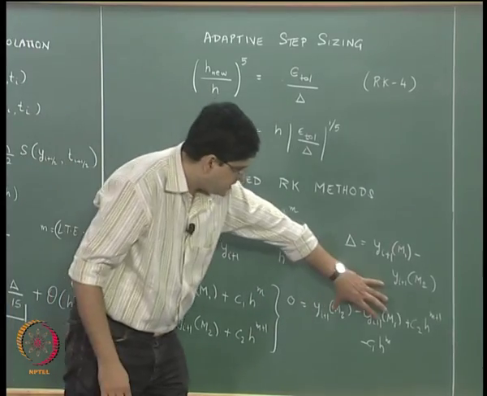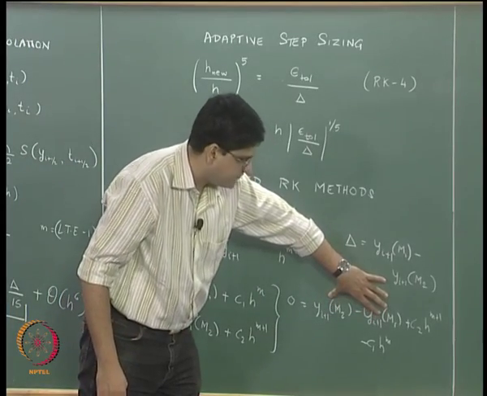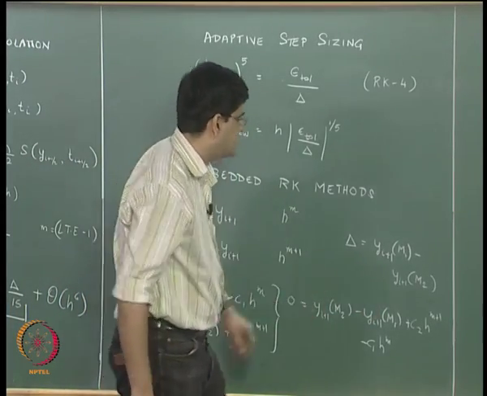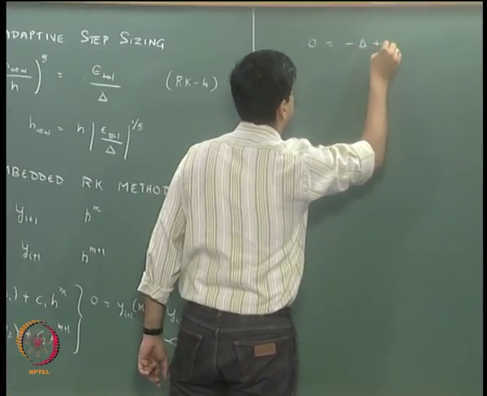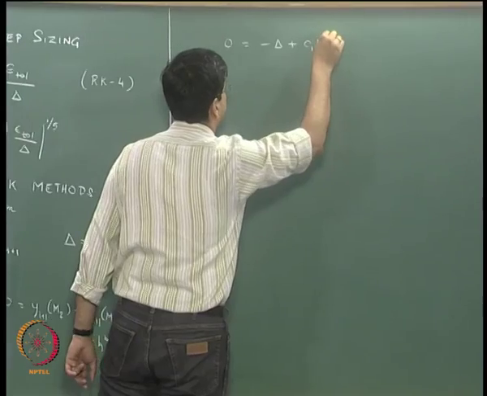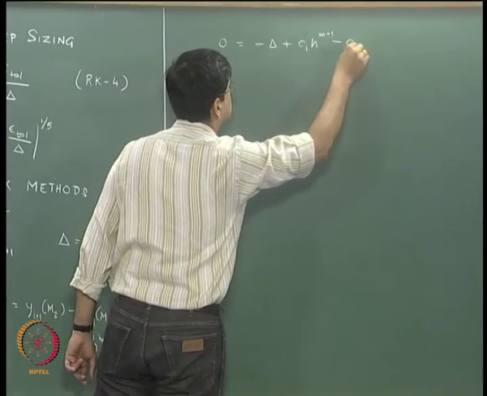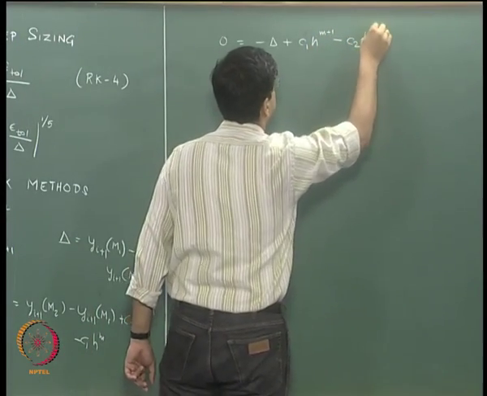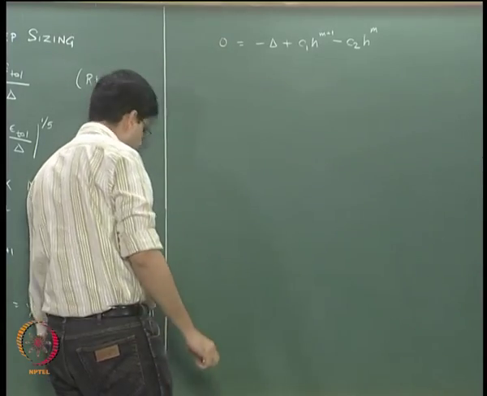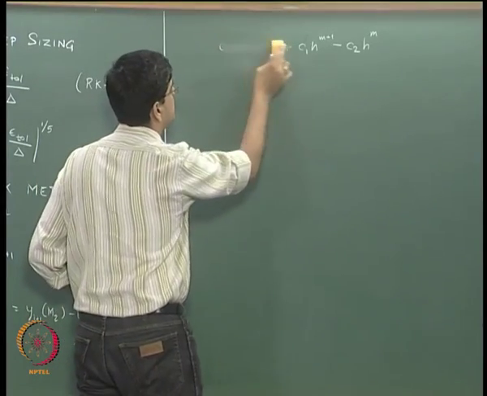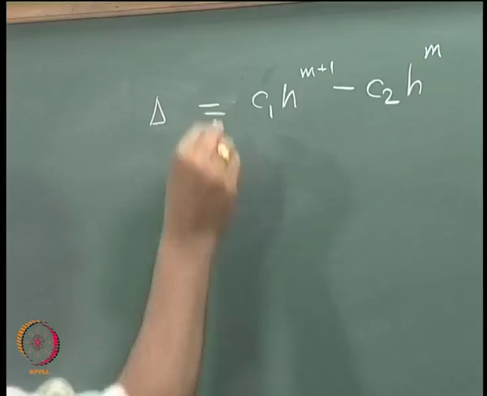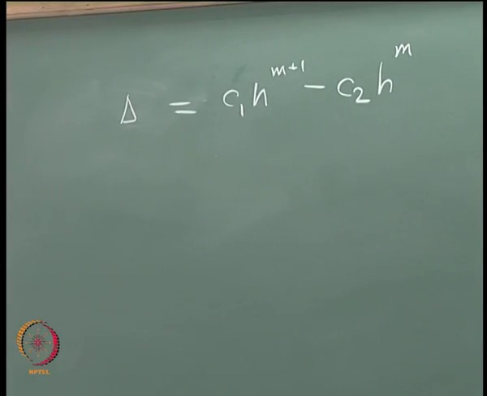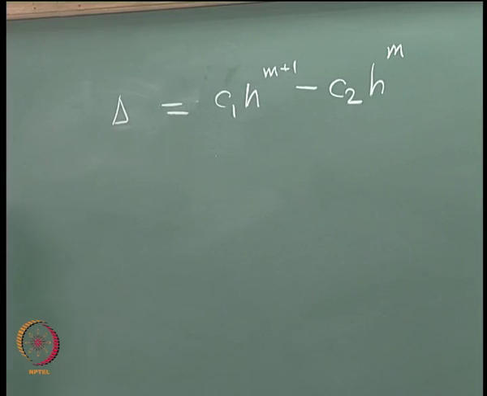We rearrange this. The difference is nothing but negative delta, and so we can write 0 equal to minus delta plus c2 h to the power m plus 1 minus c1 h to the power m, or we take delta to the other side and write this equation as delta equal to c1 h to the power m minus c2 h to the power m plus 1.